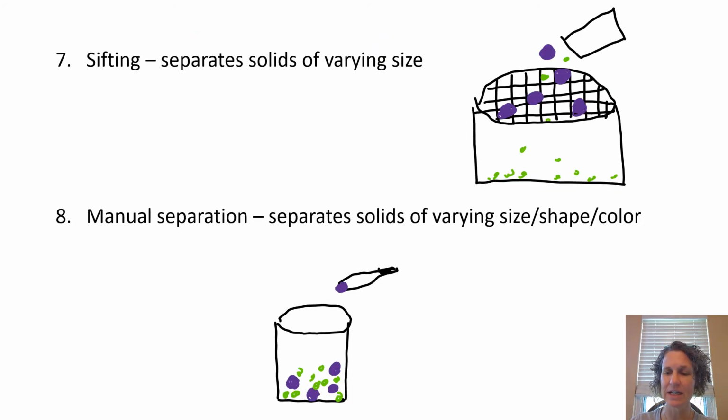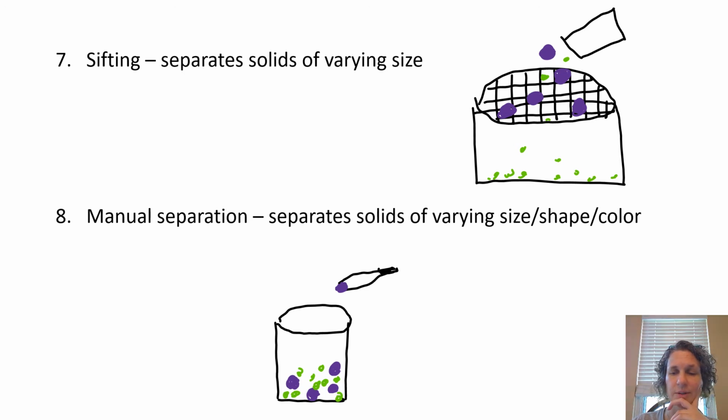Okay, sifting. This, again, not super high tech. Sifting is when you have solids that have different sizes. Your sifter is basically like a screen or something that has holes in it. Smaller particles will fall through and be separated from the bigger particles that can't get through the screen.